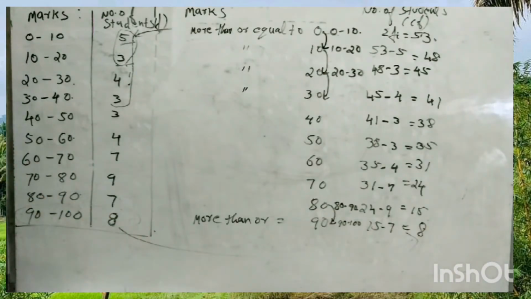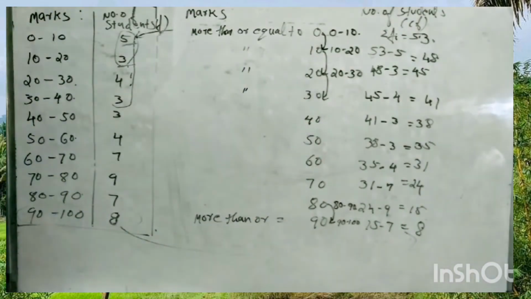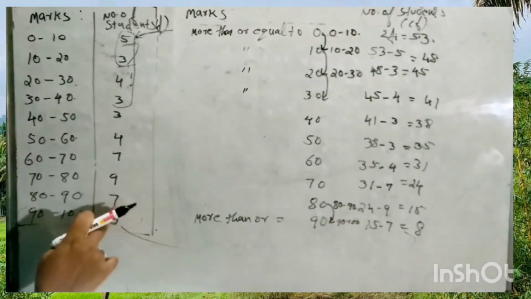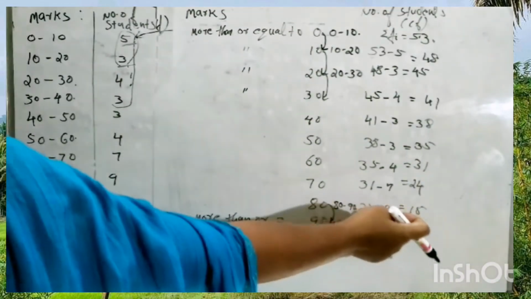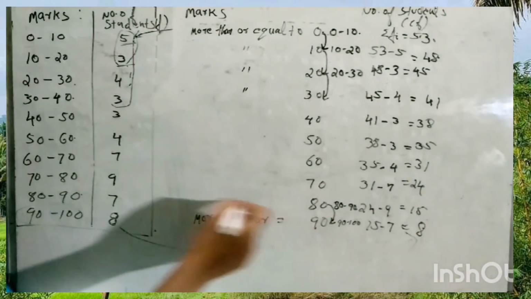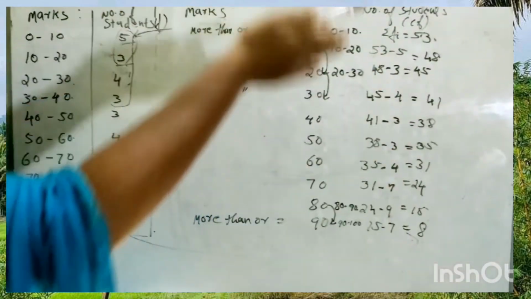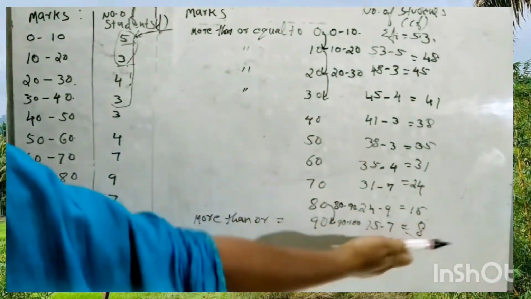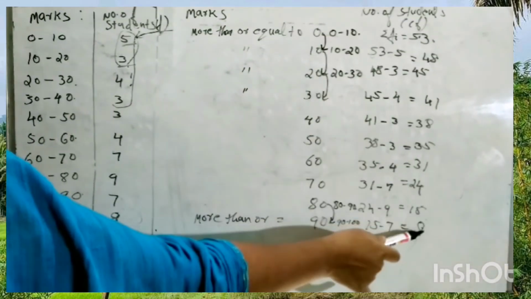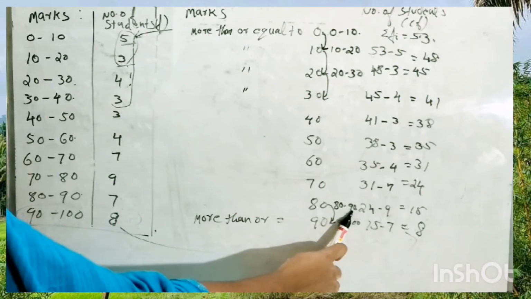And now we need to get the 7. How will we get 7? We will do it in the reverse order. In 80 to 90, we need to get 7. That 7 is 15 minus 8. So here we will get the 7 like 15 minus 8. We are doing it in the reverse order, so the last ones are equal. Now 15 minus 8 will give us the frequency of 80 to 90.